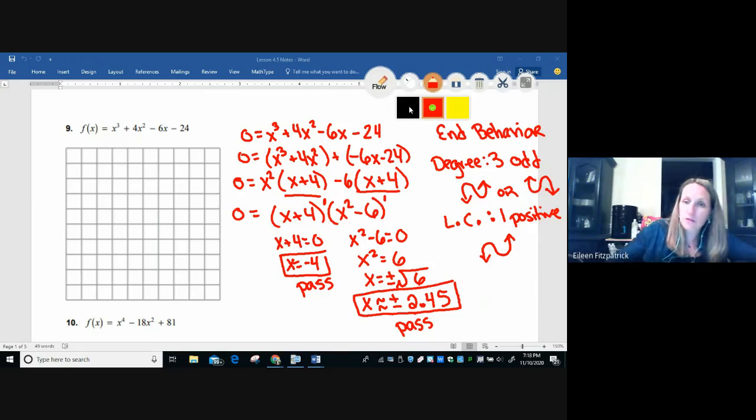All right. So I'll make my X and Y axis nice and dark. For this one, there's one other thing I want to point out.